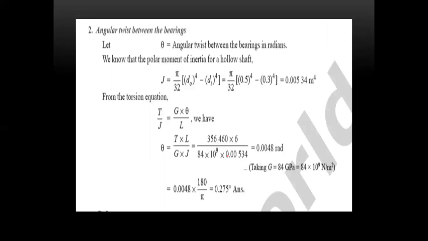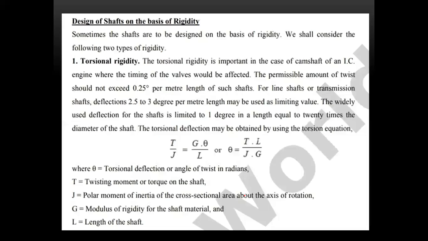The angular twist between the bearings theta is equal to angular twist, therefore J is equal to this formula. From this torsional equation, T by J is equal to G into theta by L. So with that, we are getting theta is equal to 0.275. So next, design of shafts based upon the rigidity, torsional rigidity. For this torsional rigidity, the torsional deflection may be obtained by using the relation T by J is equal to G theta by L, that is, theta is equal to so on. So these are the notations, right?